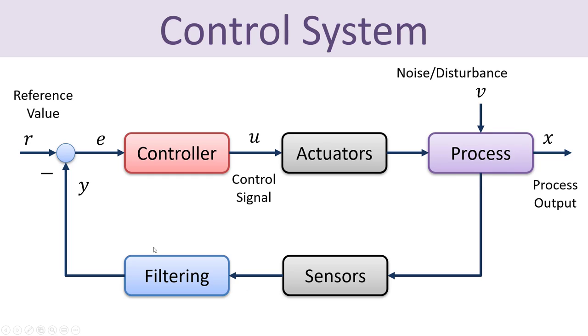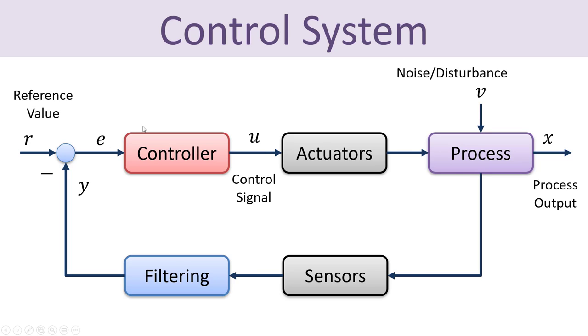And then typically we need to have some filtering, because the signals could be influenced with some noise. And typically we could use a low pass filter in order to reduce or remove the noise from the signal. And then we have the reference signal, which is the wanted value that you want the process to stay on. And then based on the reference value minus the measured process value, we get the error between the reference value and the measured value, and that error is used by the controller in order to calculate a new control signal to the process.